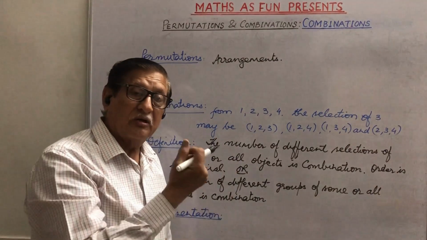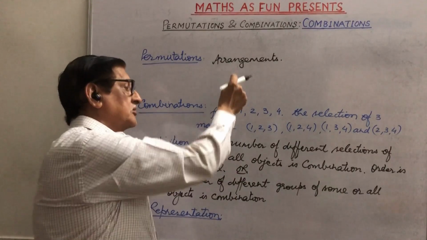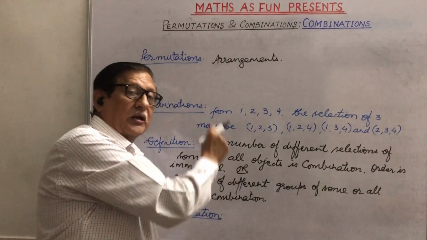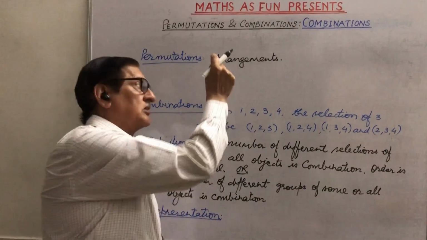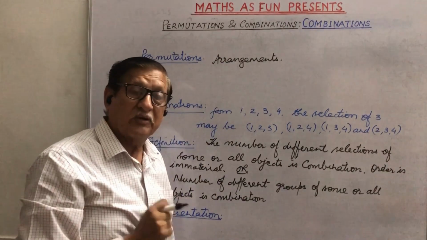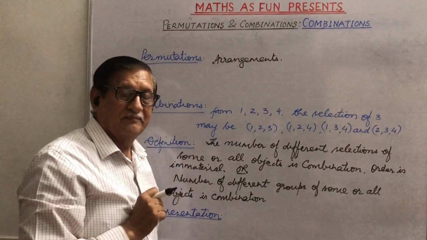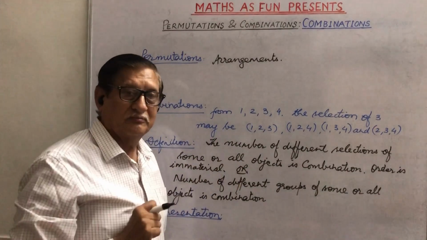So this is the way we can understand the difference between permutation and combination. When we are arranging some or all objects, that is permutations. But when we are selecting the objects, then it is combination.